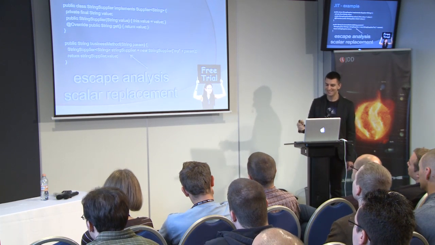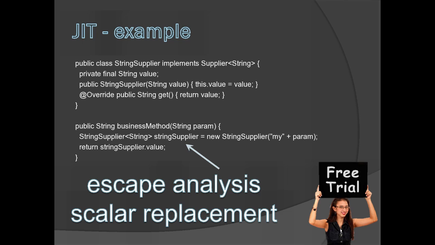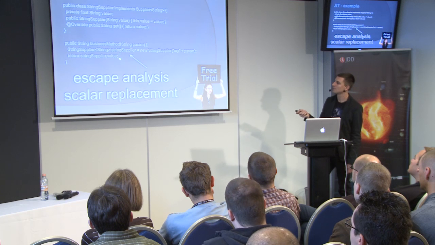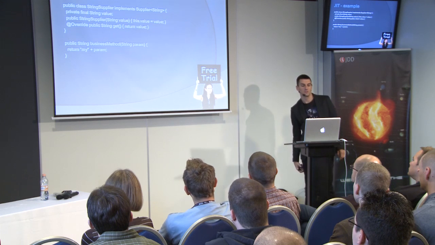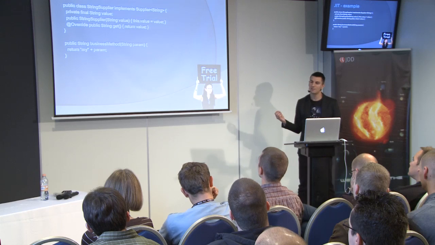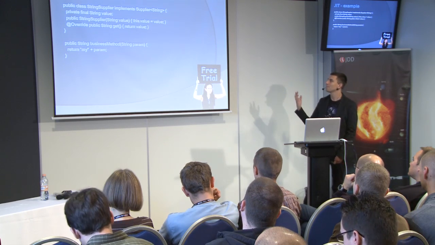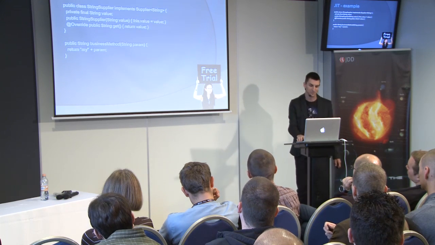No. Escape analysis. I know that this StringSupplier isn't escaping anywhere. It's just living in this method's body. So I can replace it with a scalar, and that's my final code. Maybe this method will also be inlined in a different part of the code, but we have seen how JIT works and how hard it is to think like a JIT, to not get fooled by microbenchmarks.